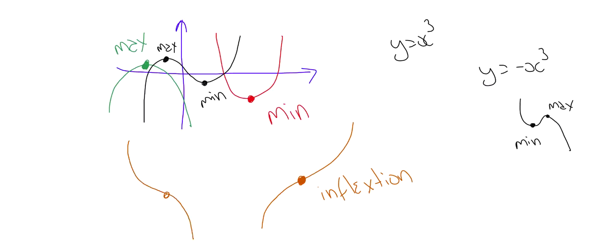This is still a point of inflection, but the gradient is always negative in this one. So the gradient is negative here, apart from the point of inflection where it's 0, and in this one, the gradient is always positive. So there is a slight difference. And what we need to do is be able to recognize that from particular equations. So let's actually do that.